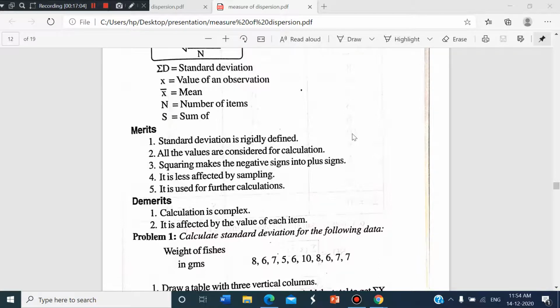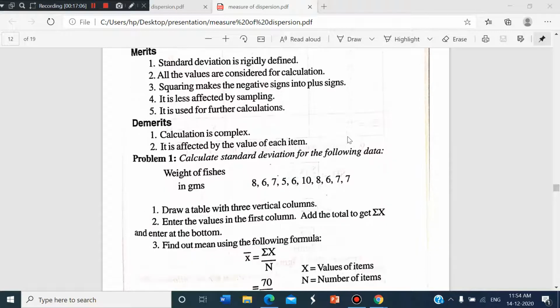So now you may be asked to calculate the standard deviation from the following data. What is given is the weight of the fishes in grams: 8 grams, 6 grams, 7 grams, 5 grams, 6 grams, 10 grams, 8 grams, 6 grams, 7 grams, and 7 grams.